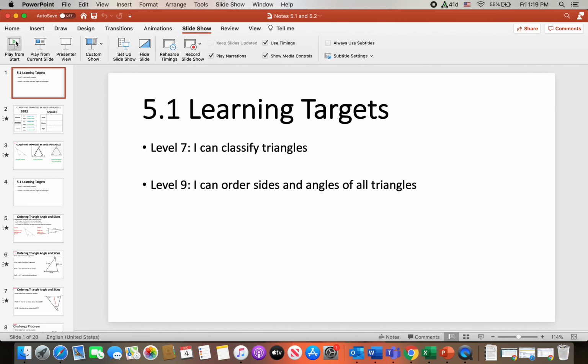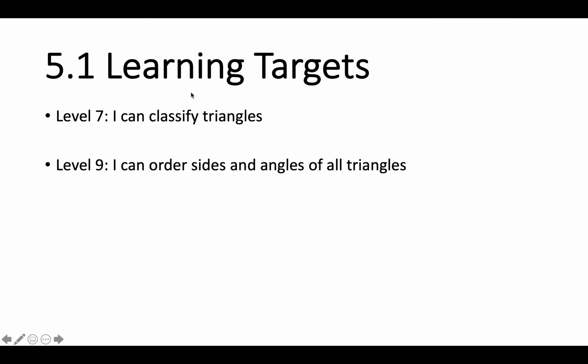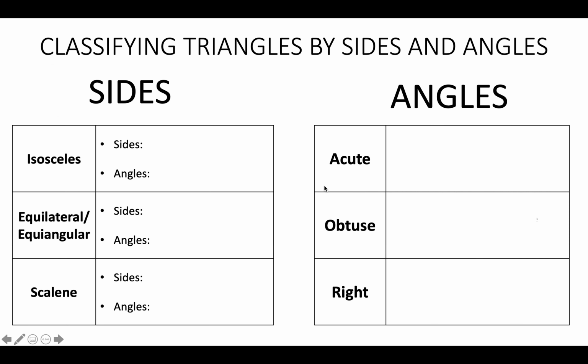7.1. The learning targets are level 7, I can classify triangles. Level 9, I can order the sides and angles of all triangles.